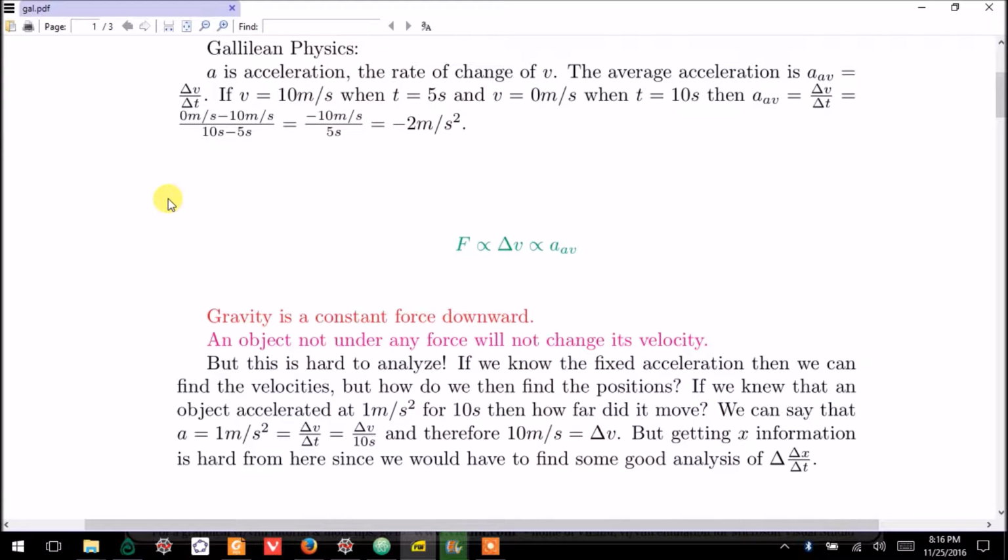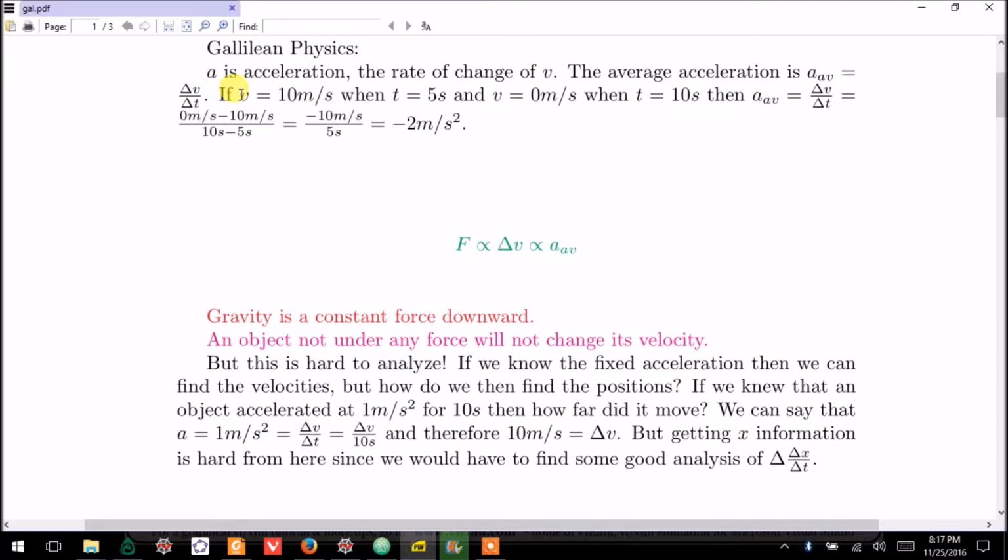So, Galileo's theory of physics. Unlike Aristotle, who said that the force is related to delta x, Galileo proposed, after demonstrating that Aristotle's theory doesn't stand up to empirical observation, that force is related to delta v, the velocity, and that is related to the average acceleration. So let's be clear about what acceleration is. It is the rate of change of velocity. And the average acceleration is defined as the change in velocity over change in time.